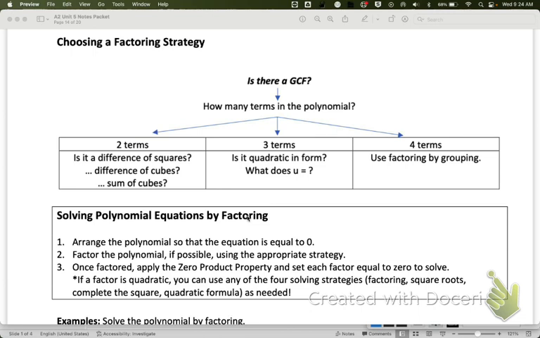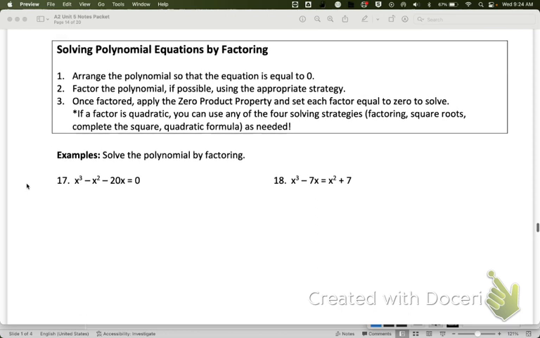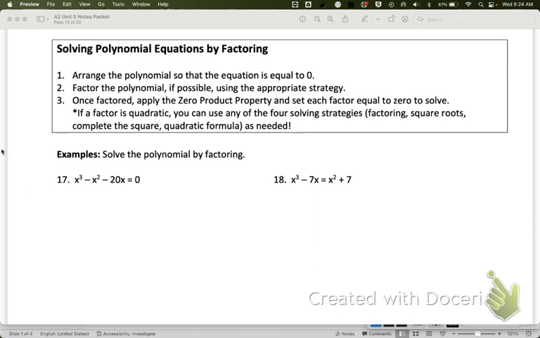So what is u equal to? What's that middle term? That's what you're trying to decide so you can factor. And if it has 4 terms, we're going to use factoring by grouping. Okay. Now, we have been factoring with the goal of being able to use it to solve polynomial equations or to find the zeros of a polynomial function.